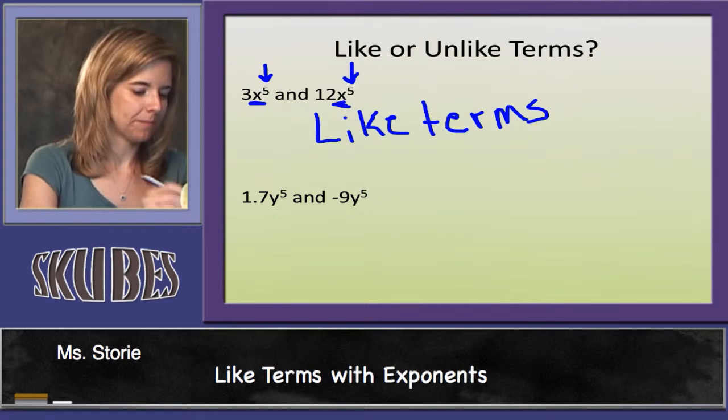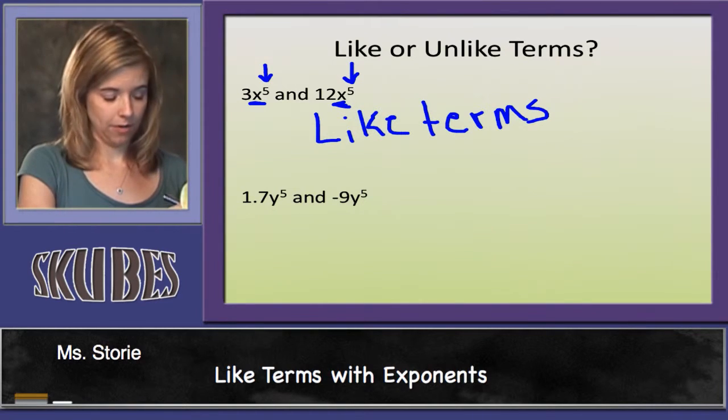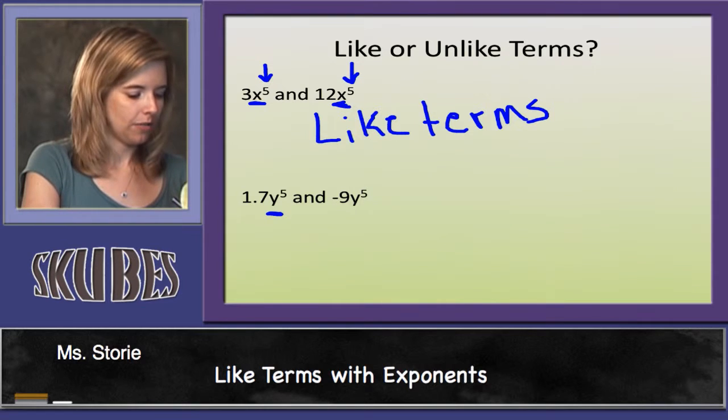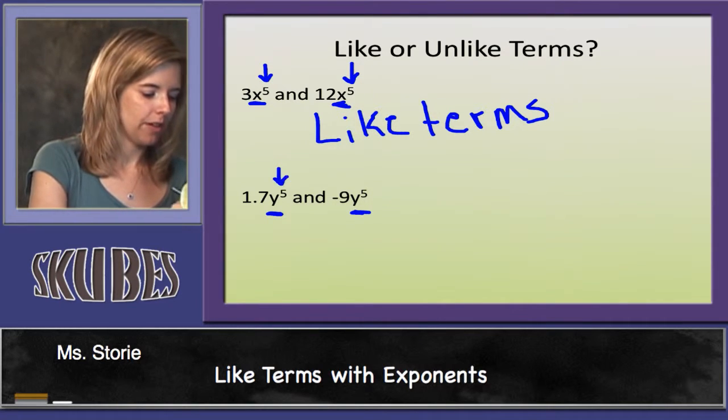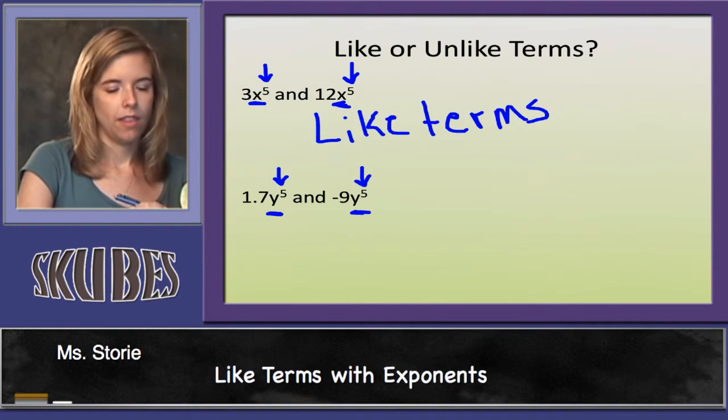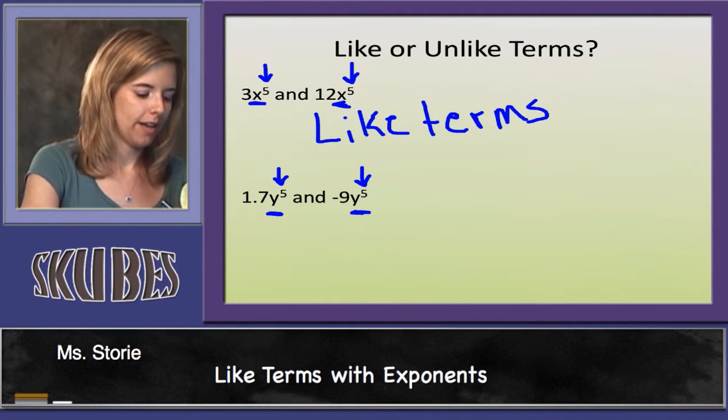Now look at the second one. Look at the variable again first. You've got a y and you've got a y. So far so good. In order to be like terms though, remember you have to make sure that your exponents are exactly the same. They are both to the fifth power, so you again have like terms.